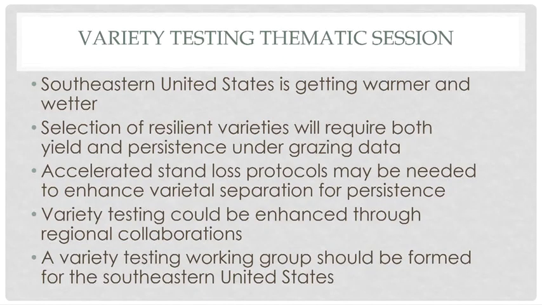There was a whole thematic session on variety testing. And it focused more on variety testing in the southeastern United States, and the region is getting warmer and wetter. And so emphasis on the importance of being able to select resilient varieties that require both yield and persistence. So that's important. So we need to have data from variety testing with grazing tolerance.